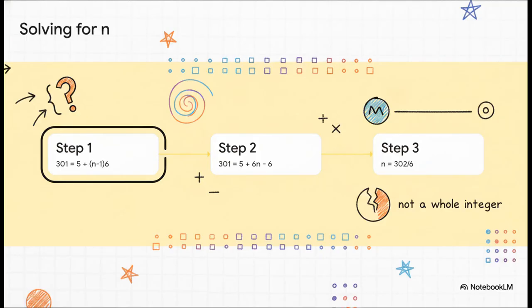Let's work through the algebra step by step. 301 equals 5 plus (n minus 1) times 6. We expand the bracket to get 6n minus 6. Simplifying this gives us 301 equals 6n minus 1. Adding 1 to both sides leaves us with 302 equals 6n. Now, notice what happens as we solve for n. We end up with n equaling 302 divided by 6. This division gives us a fraction, specifically 151 divided by 3, which is definitely not a whole integer.